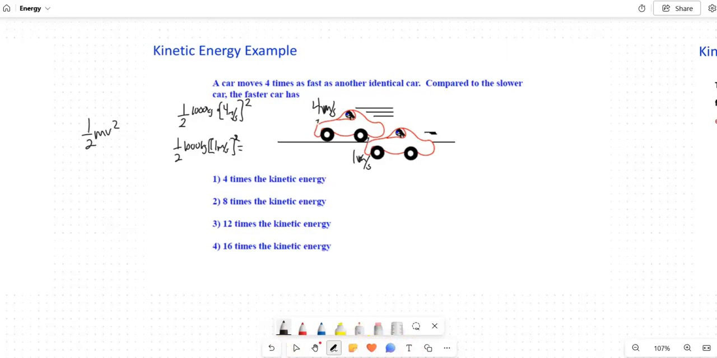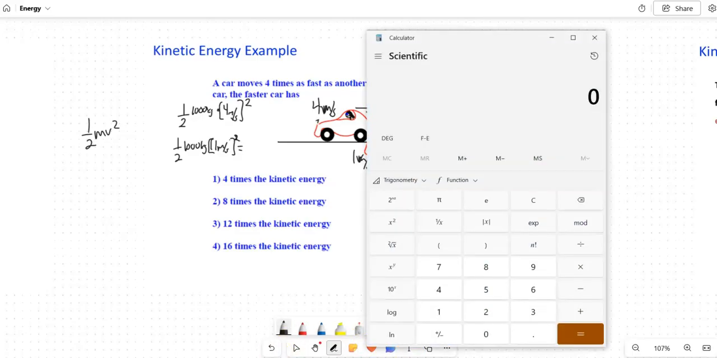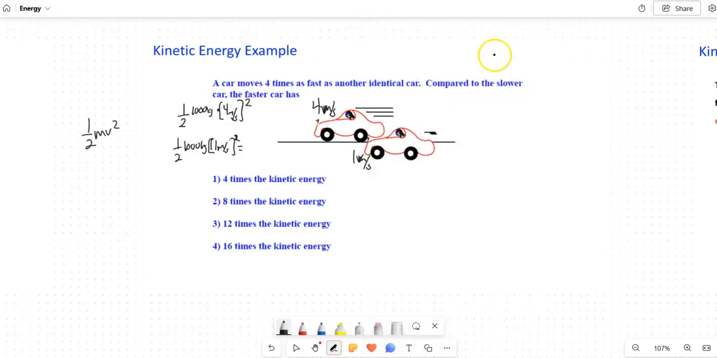Get my calculator up. So 4 squared is 16. Actually, do I really need a calculator? So is this 16 divided by 2, which will be 8. 8 times 1,000 kilograms is going to be 8,000. So this top car will have the kinetic energy of 8,000 joules.